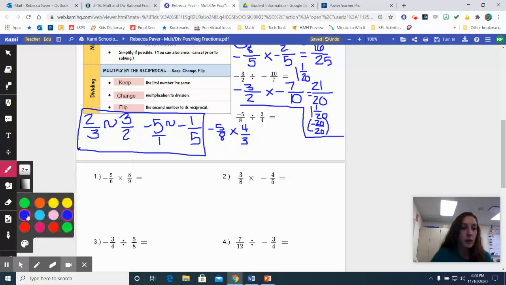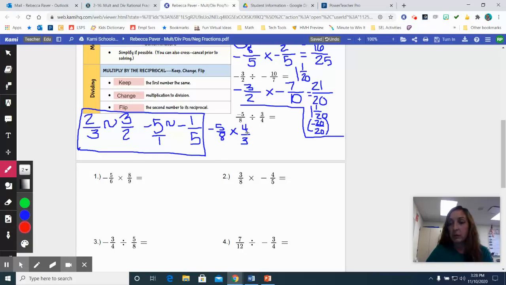Now this one I see that we can cross cancel, because looking at 4 and 8, I know the greatest common factor, the biggest number that goes into both is 4. So I would divide both of these by 4. 4 divided by 4 is 1. 8 divided by 4 is 2. 5 and 3 cannot be cross canceled, however, so I'll go ahead and multiply now. And I see that it's a negative times a positive, so my answer is going to be a negative answer. 5 times 1 is 5. And 2 times 3 is 6. My final answer here is negative 5/6. I'll put that up by the answer box.